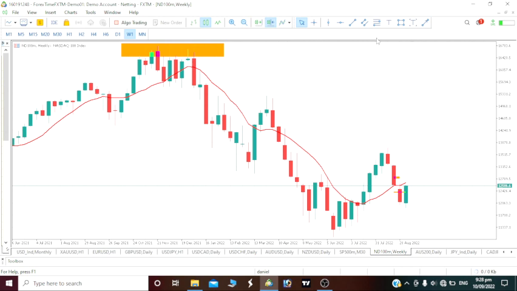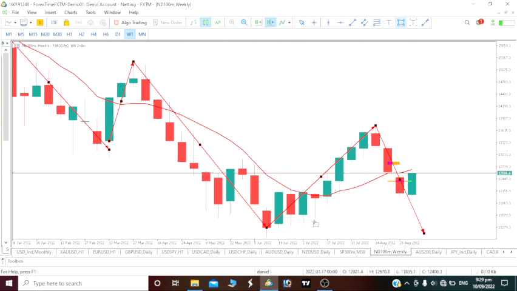Now let's see it this way. Of recent, we saw this good drop here. We saw this correction on our Nasdaq 100. Another huge drop, and we saw this correction. We are expecting a drop again on our Nasdaq 100 on our weekly time frame, right? We are expecting to take out these lows on our weekly time frame.